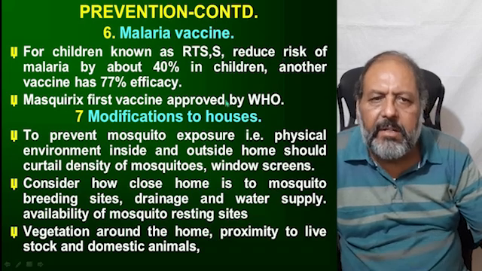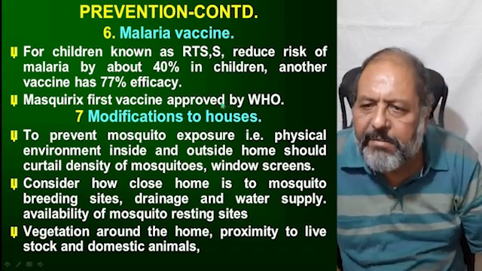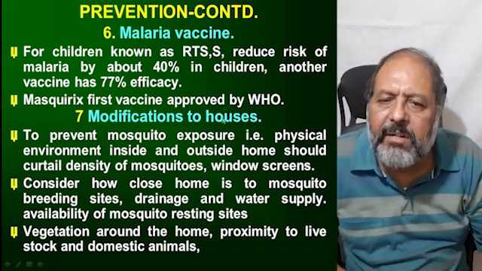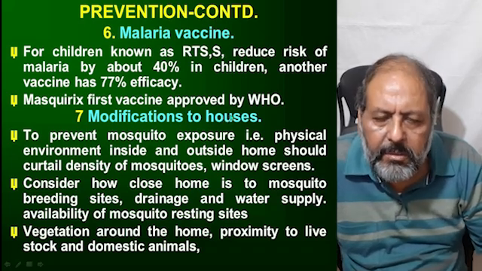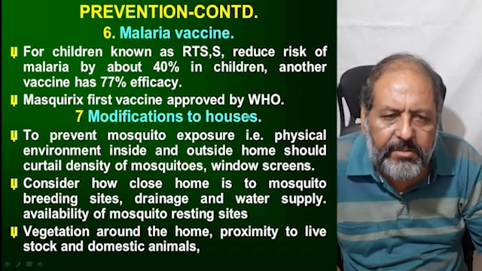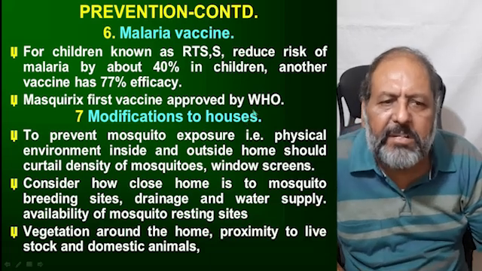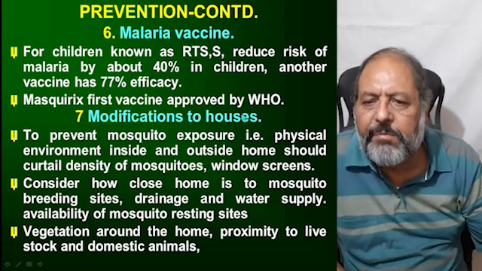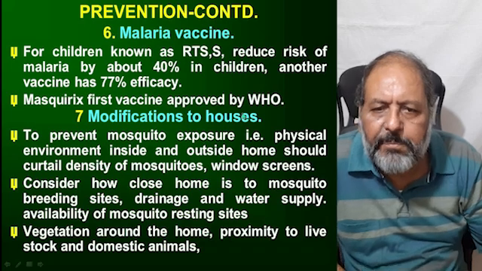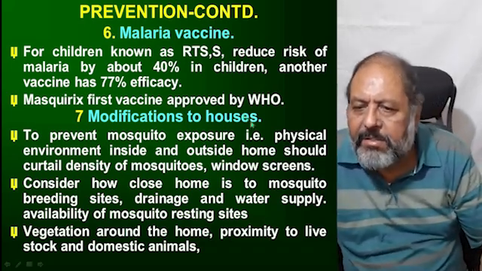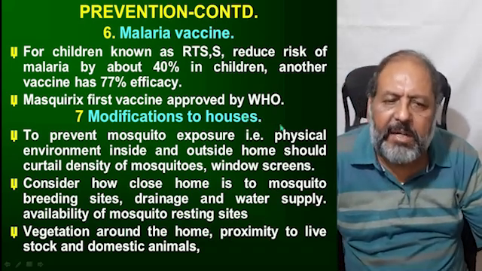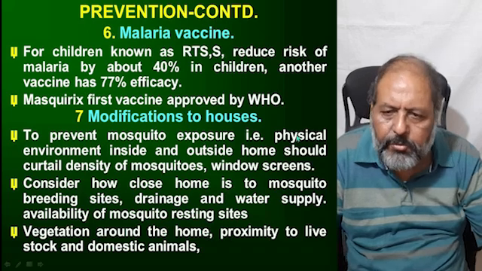Number 6 in prevention is malaria vaccine. For children, it is being used, known as RTS,S, reduces risk of the malaria by about 40% in children, and another vaccine has 77% efficacy. Mosquirix is the first vaccine approved by the WHO.